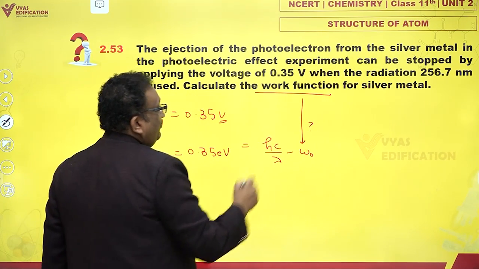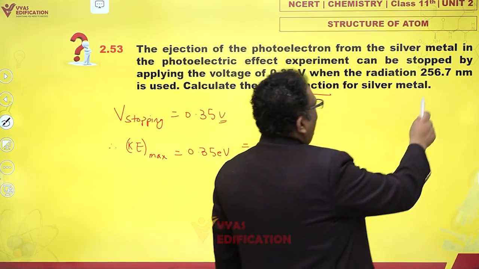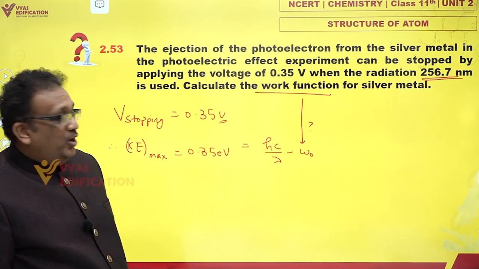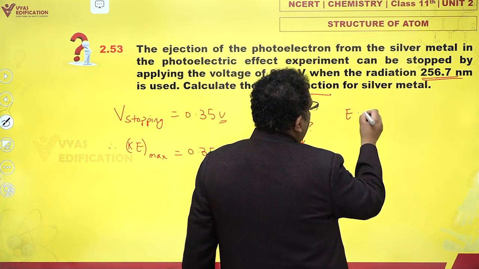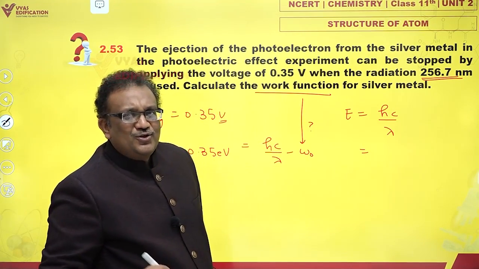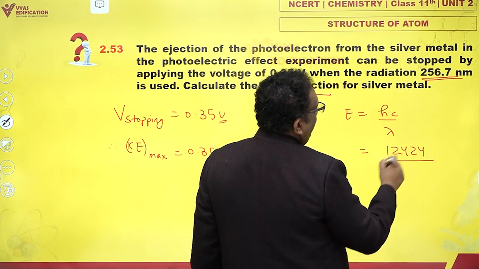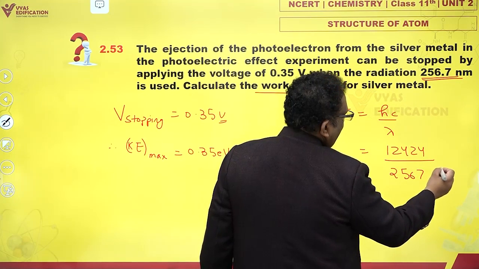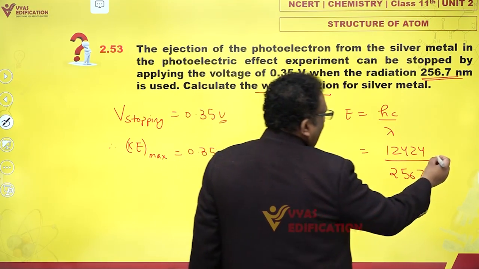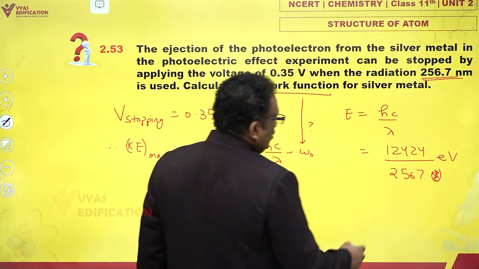Work function I am supposed to find. Well, hc by lambda, I guess I know that c by lambda. How much is this going to be? 256.7 nanometer. If you remember, hc by lambda, if you want this in electron volts, we had a short trick also: 12424 by 2567 angstrom units. If you remember, so many electron volts. If I calculate this, I would get the correct electron volts. And how much would this come out to be?